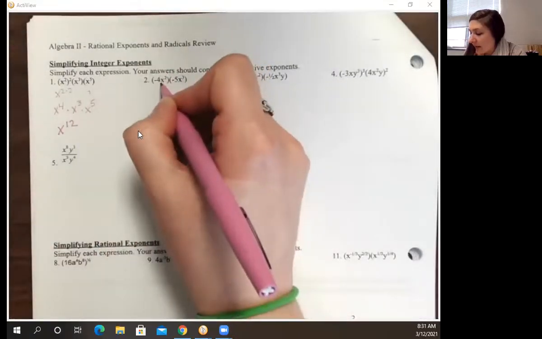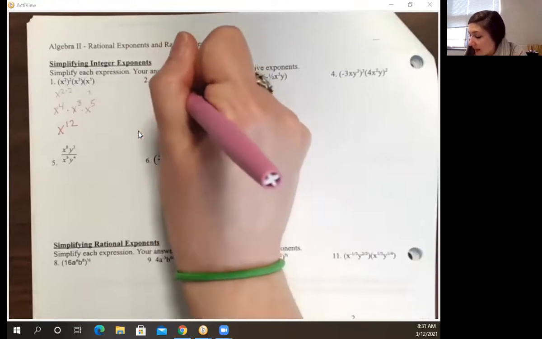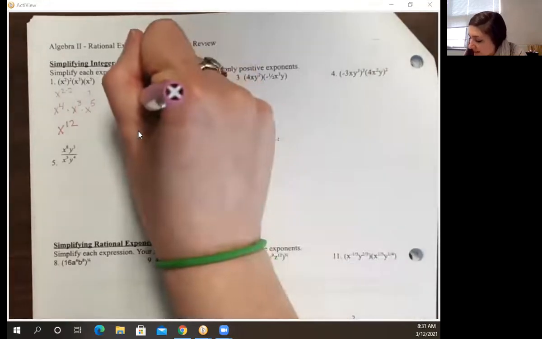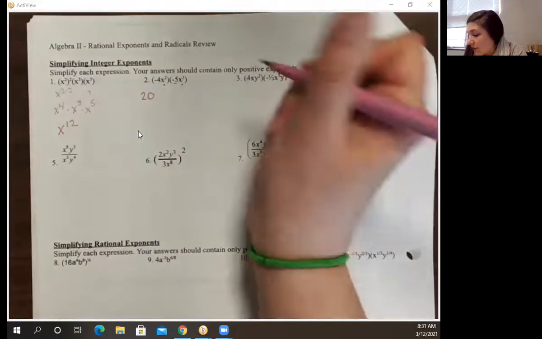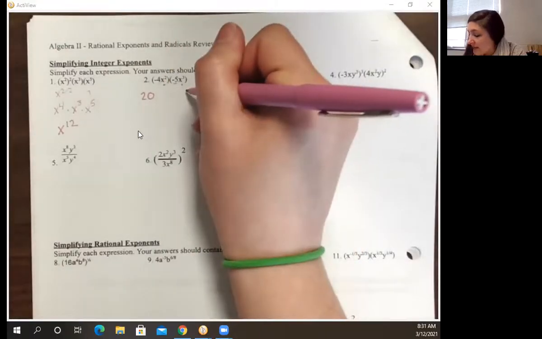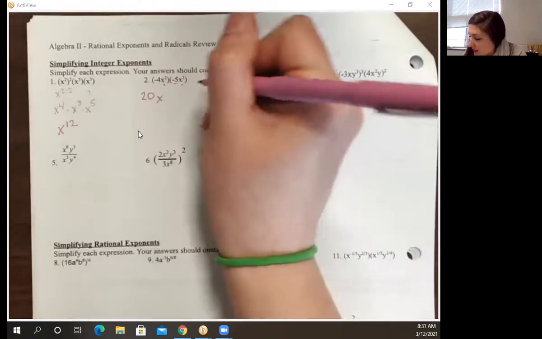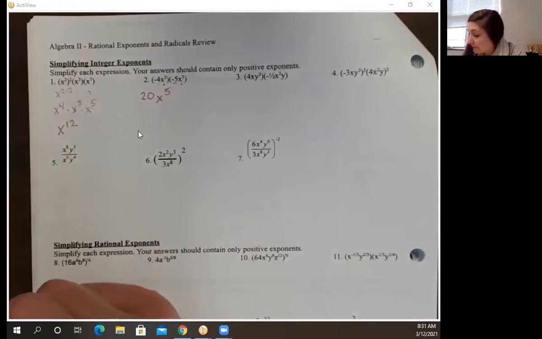For number two, I'm multiplying two terms together. So I've got negative 4x squared times negative 5x cubed. I'm going to multiply those numbers, those coefficients. Negative 4 times negative 5 would be positive 20. And then x squared times x cubed, since I'm multiplying things that have the same base, I'm going to add their exponents just like we did for number one. So this would be x to the fifth power. So 20x to the fifth here.